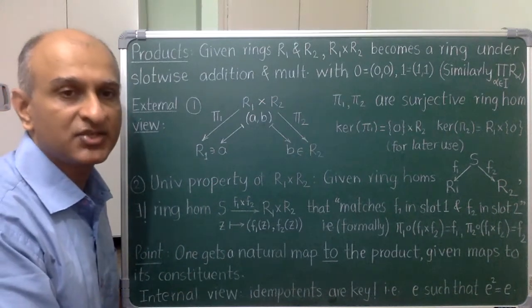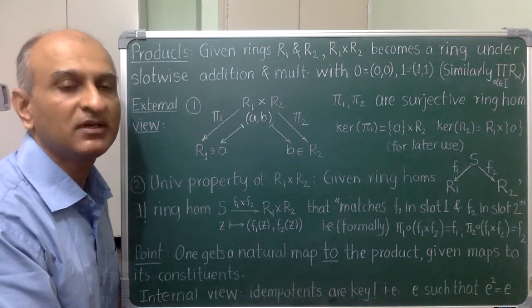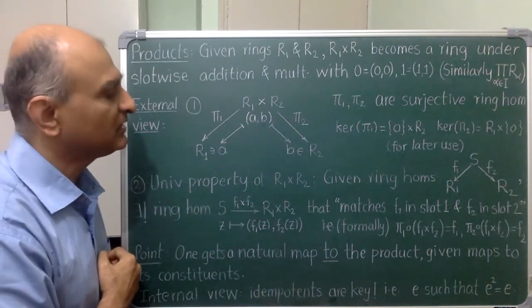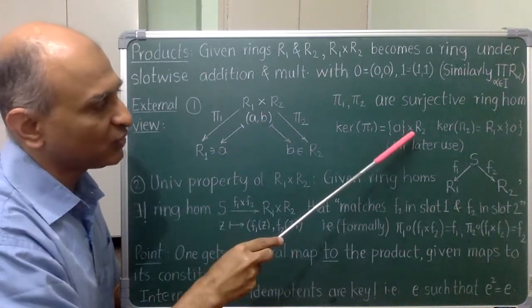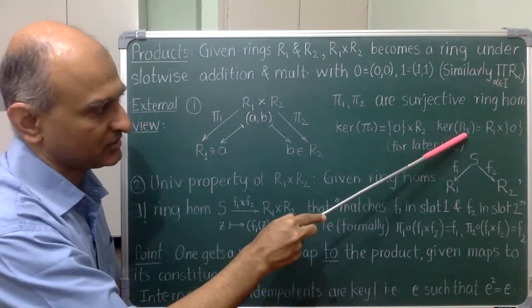Note that these are surjective ring homomorphisms. For later use, let's just note down the kernels. For projection onto the first slot, the kernel consists of (0, anything), which I have written over here. And similarly for the kernel of the other projection.